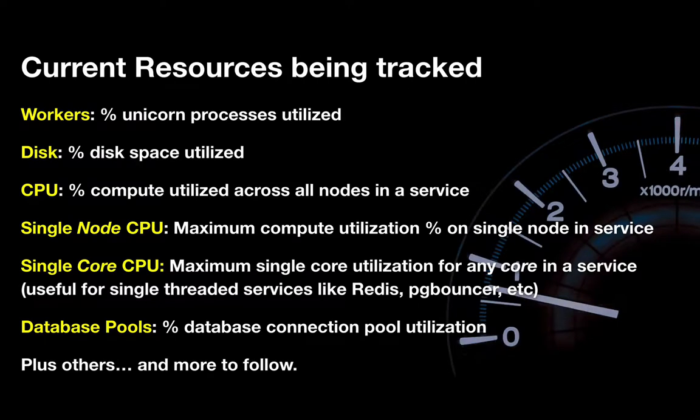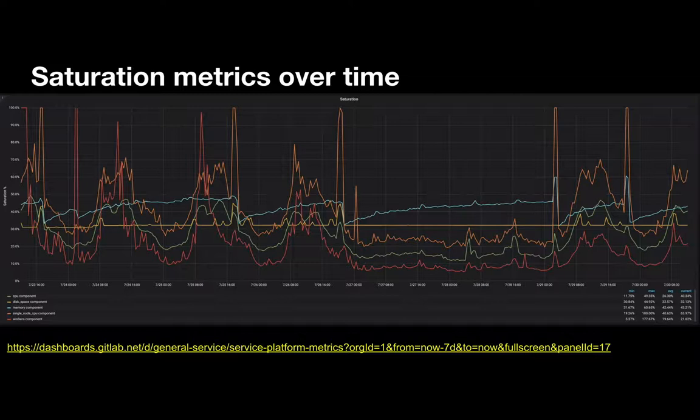So for each service in the application, we can start tracking a set of appropriate saturation metrics. Some of the saturation metrics we track include workers, disk utilization, several different CPU metrics, database pools, and others, and many more are to follow. So here are the saturation metrics for the GitLab.com web service for the past week. Each saturation score has a different profile. Some, like disk utilization, are very flat, while others, like CPU, can be quite spiky.